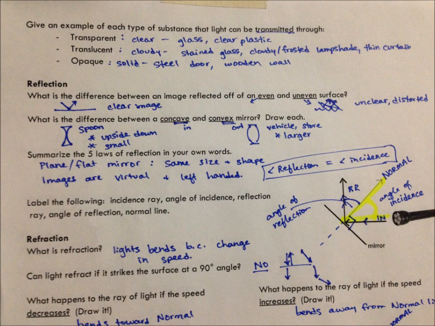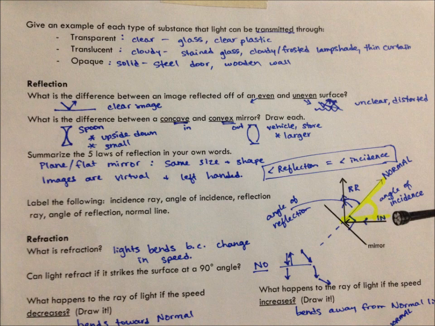Alright, so when light is reflected, it can either go off of an even surface or an uneven surface. If it's bouncing off an even surface, all of those rays of light are going to come off at the same speed and at the same angle. That gives us a very clear image. If it's hitting an uneven surface, they're going to bounce off at different angles. It's all going to get very unclear, they're going to get distorted, and that's what you would see in like a funhouse mirror, where the image is not quite the same as what it started out to be.